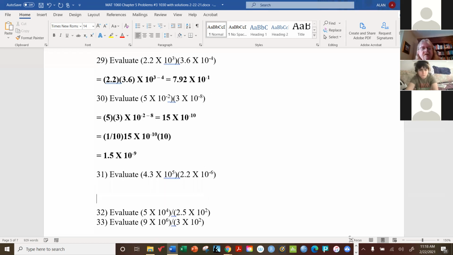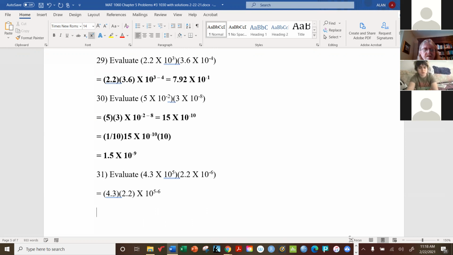All right, let's see what's going on with this one. We've got 4.3 times 2.2 times 10, and the exponent is 5 minus 6. All right, 4.3 times 2.2 is 9.46. And then when you take 5 minus 6, you've got minus 1, and that's it. Oh, that was nice and easy.